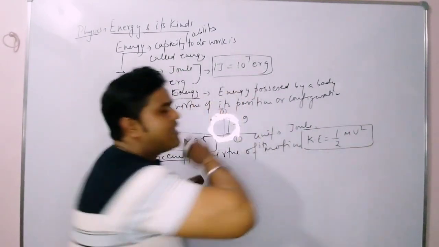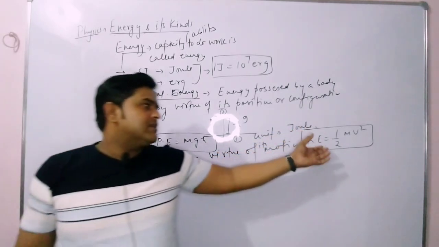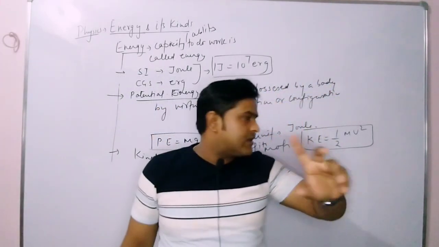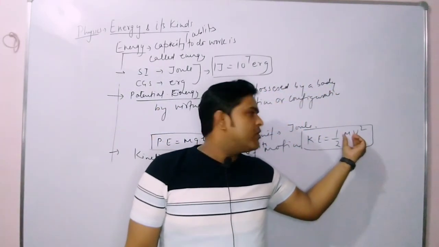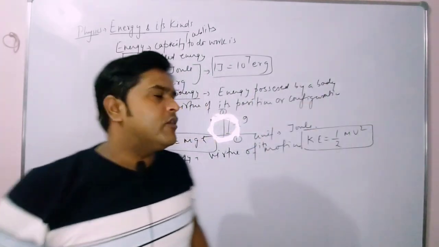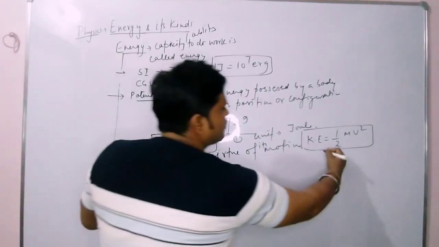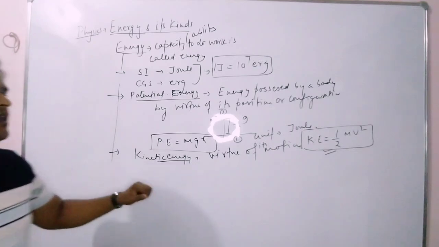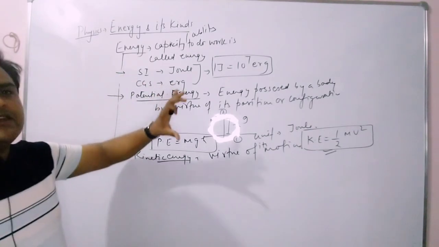And in case of this kinetic energy, we can say this kinetic energy is dependent on two factors. Number one, the mass of an object. Number two, velocity of an object. So kinetic energy is equal to half mv square. ठीक है? So these are the two energies that we have discussed.